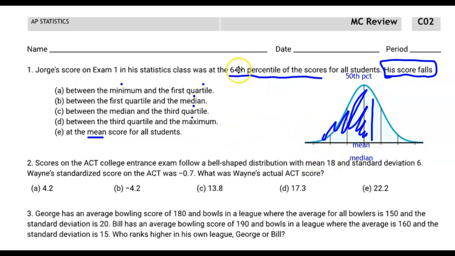Keep in mind that the 64th percentile is going to be higher than the 50th percentile, so it's going to be here. But remember that we're talking about quartiles now, the first quartile, the third quartile, and each of these has a percentile that it belongs to. For example, the first quartile is the 25th percentile, and the third quartile is the 75th percentile. Well, it stands to reason that the 64th percentile would be in between the 50th percentile, which we know as the mean or the median, and the third quartile, which is the 75th percentile. We're not really talking about the mean score for all students, because if it was at the mean score for all students, it would be at the 50th percentile. I think for sure between the median and the third quartile would be the correct answer, because 64 is in between 50% and 75%. Easy.